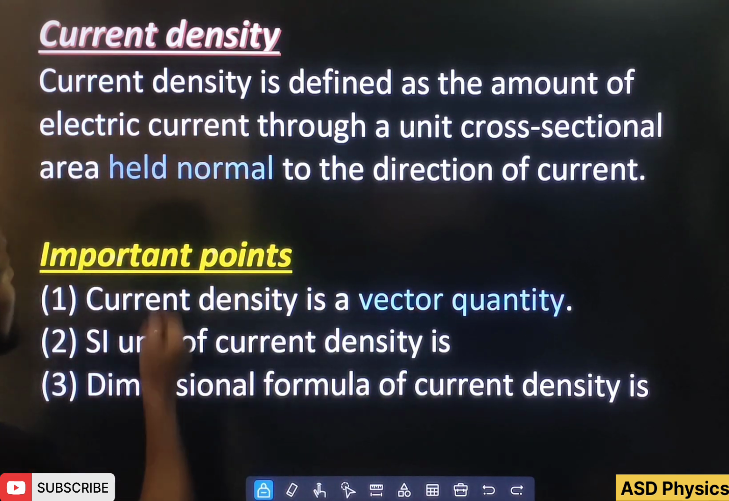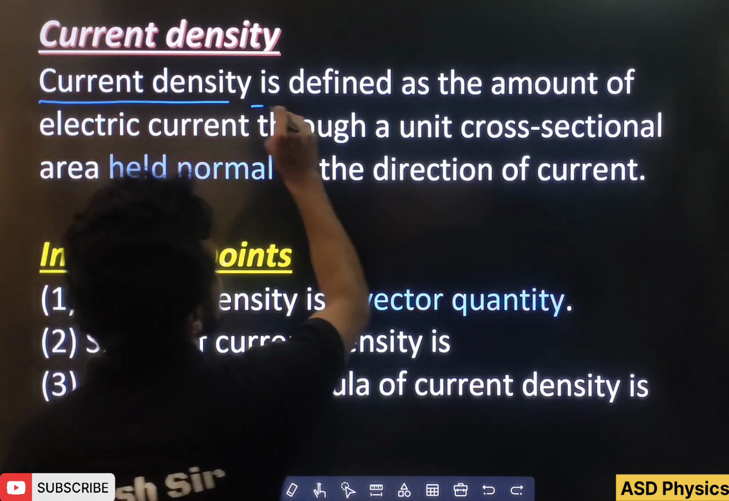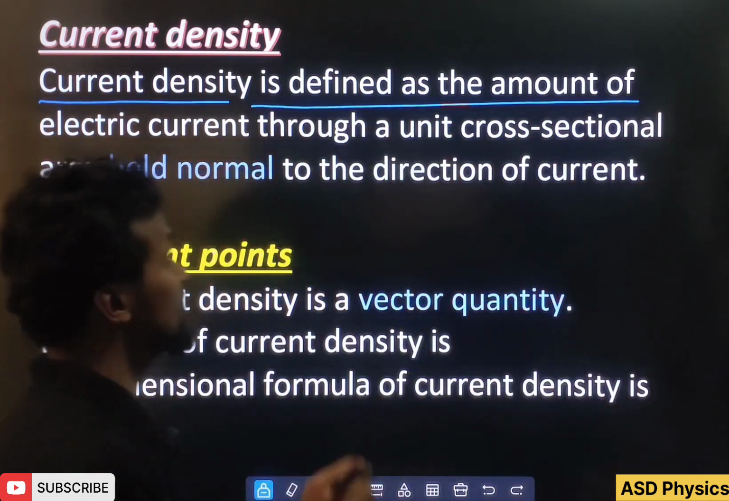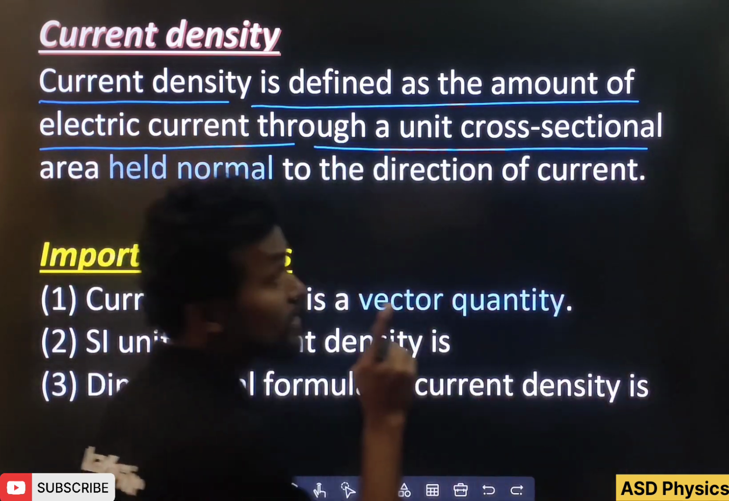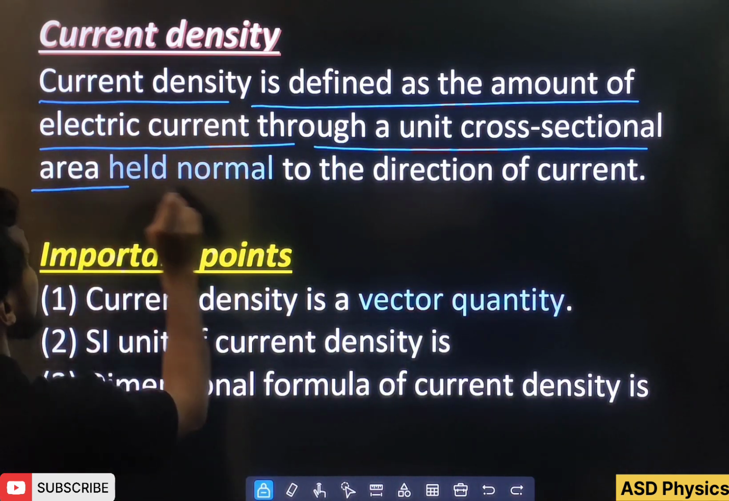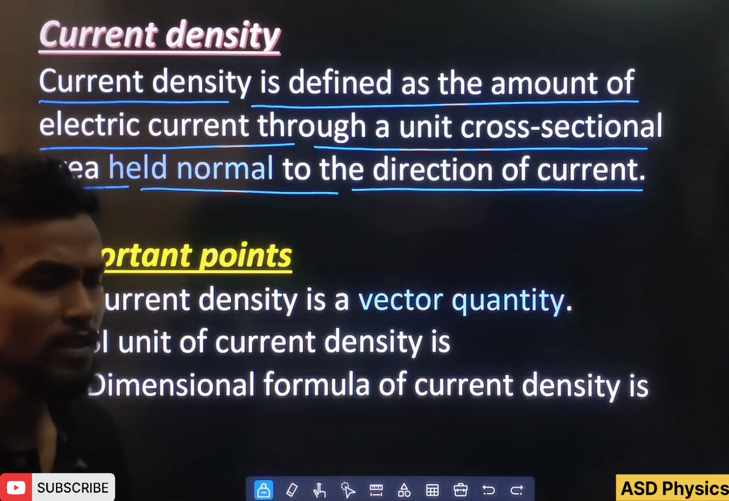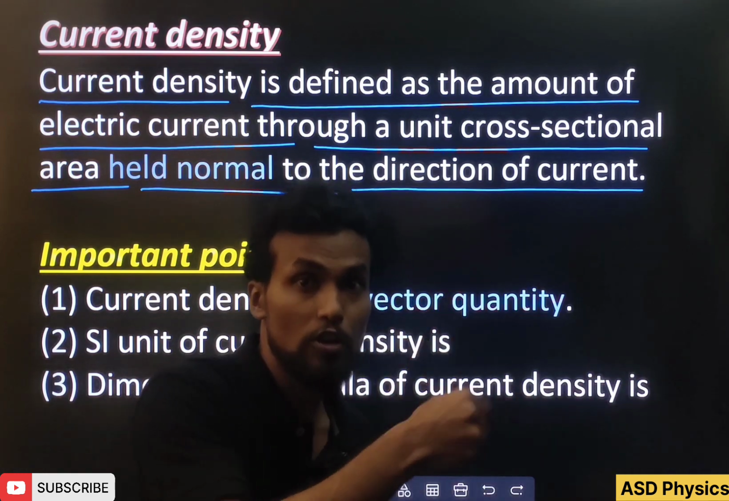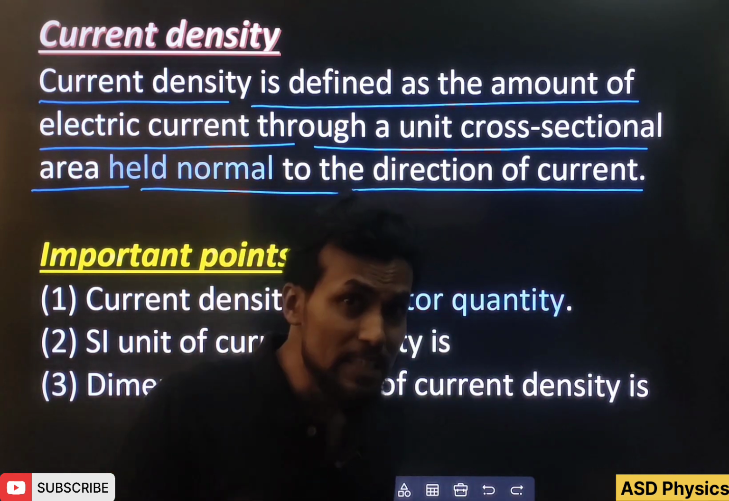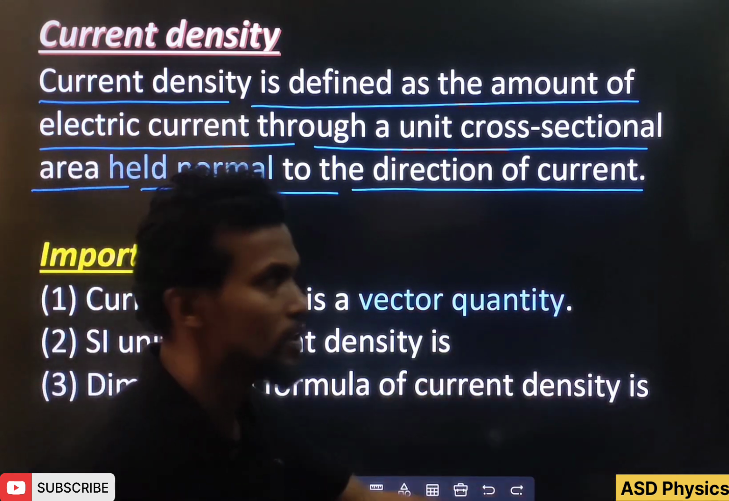So students, let's see what is current density. Current density is defined as the amount of electric current through a unit cross-sectional area held normal to the direction of current. Very easy: the cross-sectional area should be perpendicular or normal to the current, then current by area will be the current density. Let's see the important points, then we'll go into the detail.